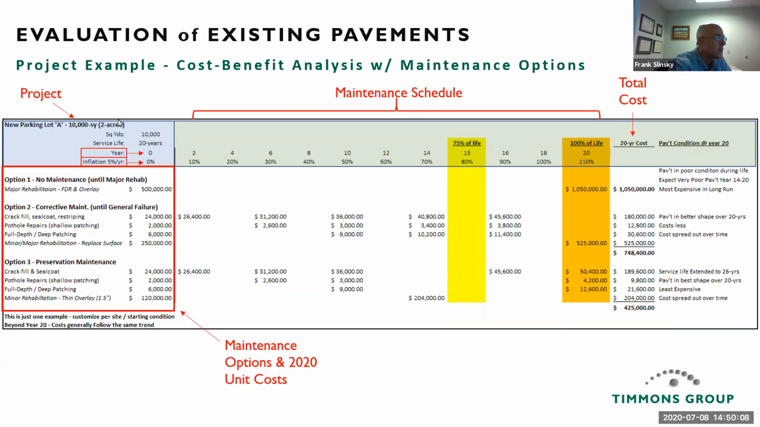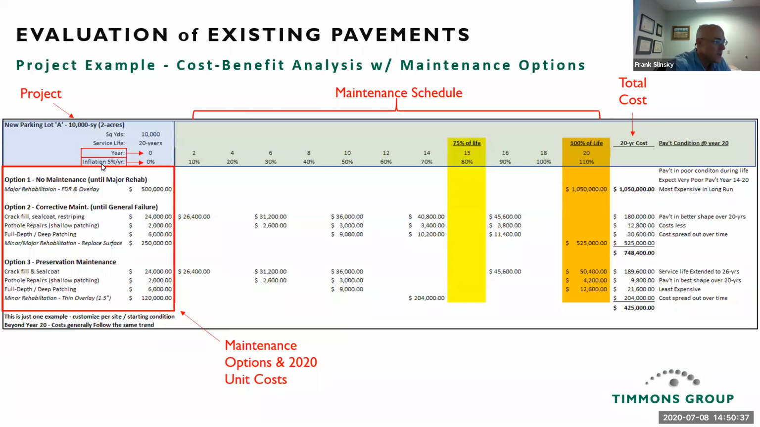Over at the left side in blue, we have new parking lot A. It's 10,000 square yards, about 2 acres. You put in your service life, and then you have years. So here we're at year 0 because it's a new pavement. And then over horizontally to the right, you got years. So we start with 2 years, 4, 6, 8, et cetera, till you get to your 20.